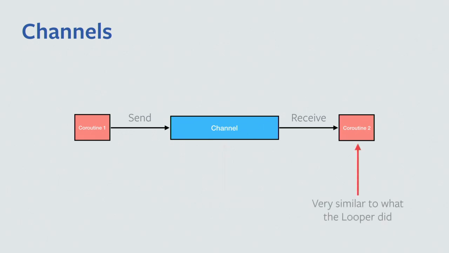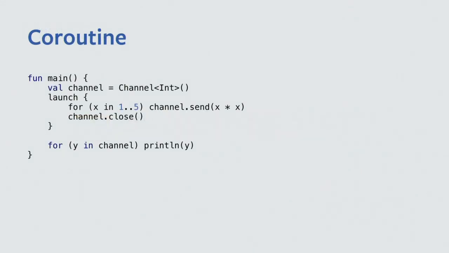A coroutine can send a message on the channel, and another coroutine will get the message from the channel. And the coroutine that is getting the message from the channel basically does the same work that the looper was doing in the receiver thread, in the handler thread. Very simple example of channels. Again, very simple API, very nice to use. You just declare a channel. Within a coroutine, you can send messages to a channel, and then you can receive these messages either from another coroutine or just in your function scope.